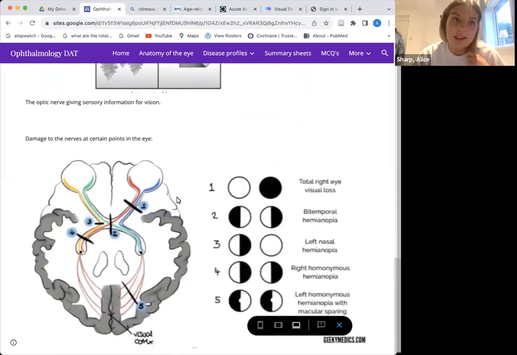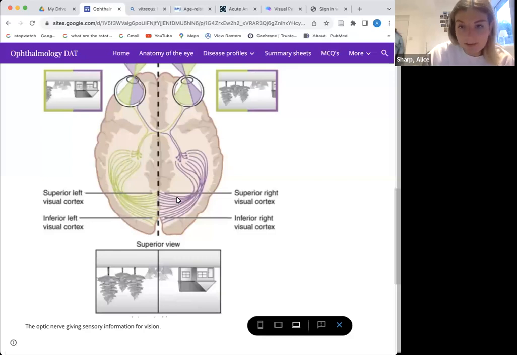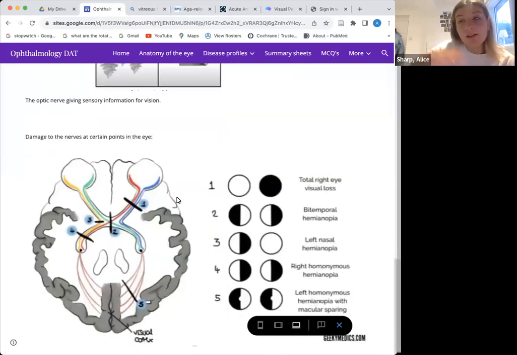The optic nerve is giving sensory information for vision. This next diagram is really, really important and is what I used to learn before every exam. It shows damage to the nerves at certain points in the eye and what vision loss this causes. If you look at number one, we're completely occluding the right optic nerve. If you're occluding it, you're not going to be able to see out of that eye. We call that total right eye visual loss.